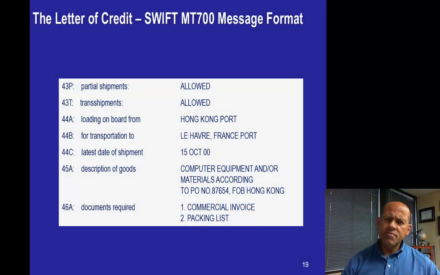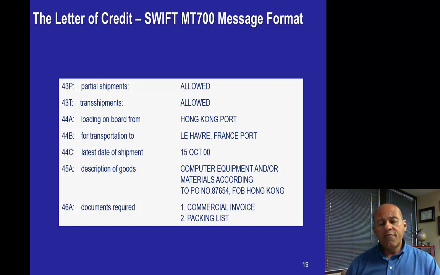Are partial shipments allowed or not? So in a letter of credit, you can ensure that the entire shipment is fulfilled. The entire order is fulfilled within a given shipment. Or you can say that you can have partial shipments. In other words, you may have a letter of credit that represents 6 months of ordering activity, and you're going to have many shipments within that 6 months.